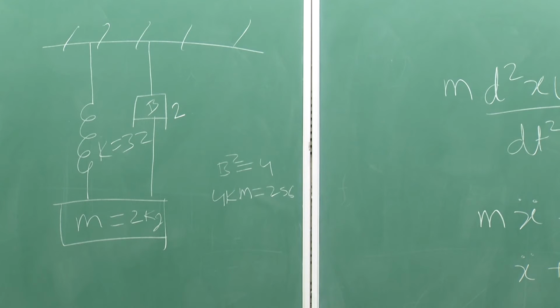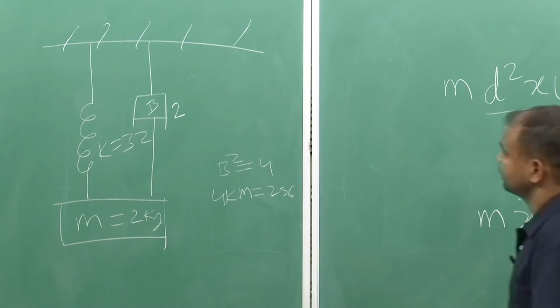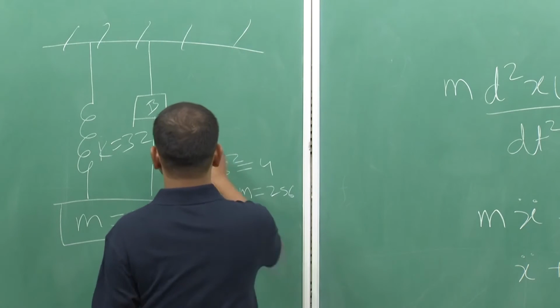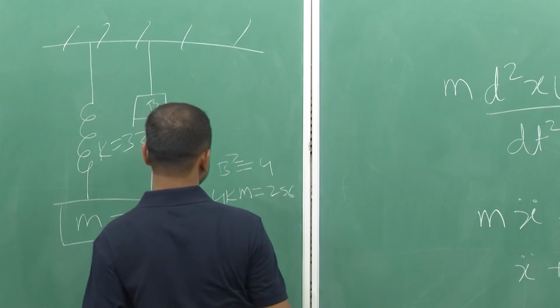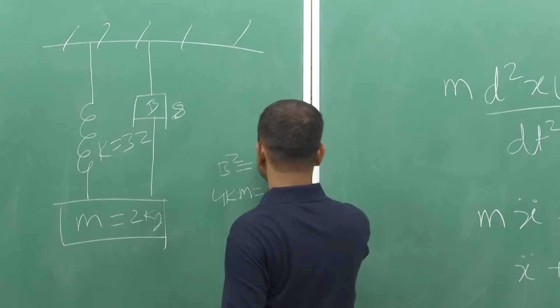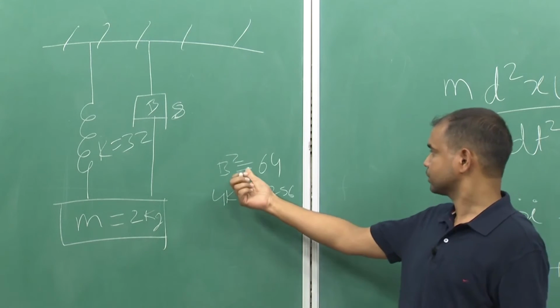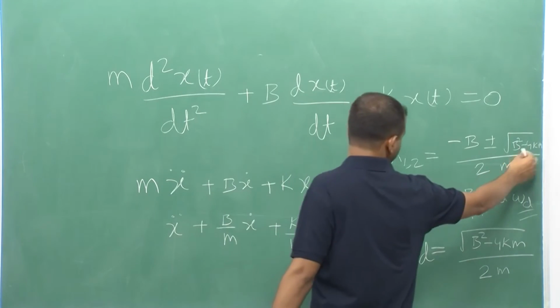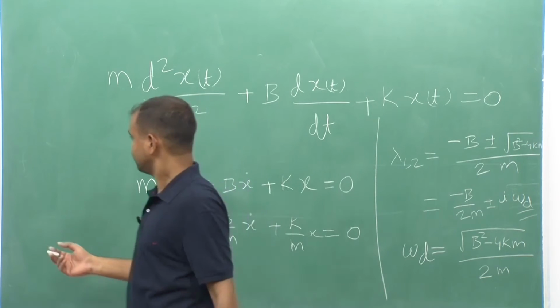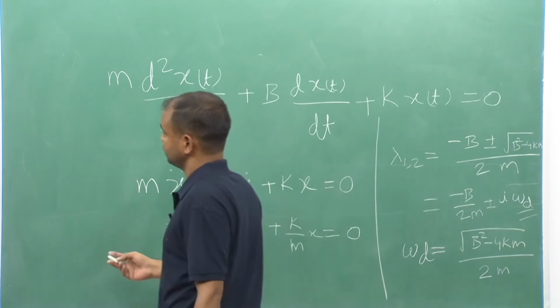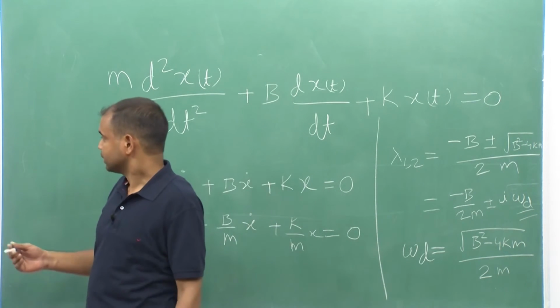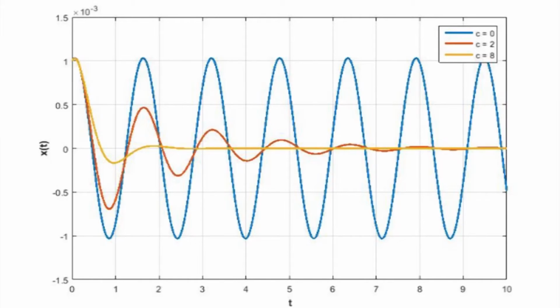Now, if I increase the value of this damping coefficient from 2 to 8, in this case b square will be 64. In this case also the term b square minus 4 k m will be negative and the roots will be imaginary, and we will get underdamped motion. Here also you can see the damping is more, but it is still underdamped, and the curve is overshooting the mean position and again coming back to it.